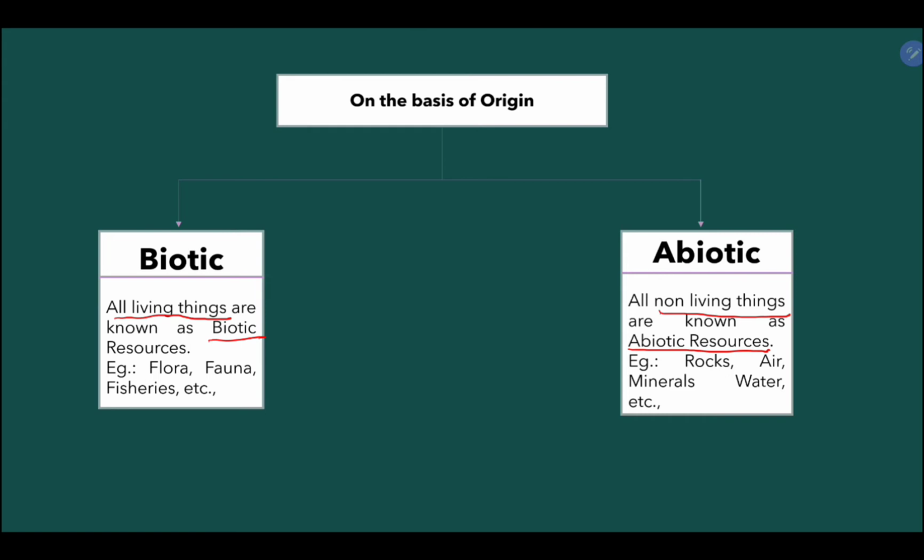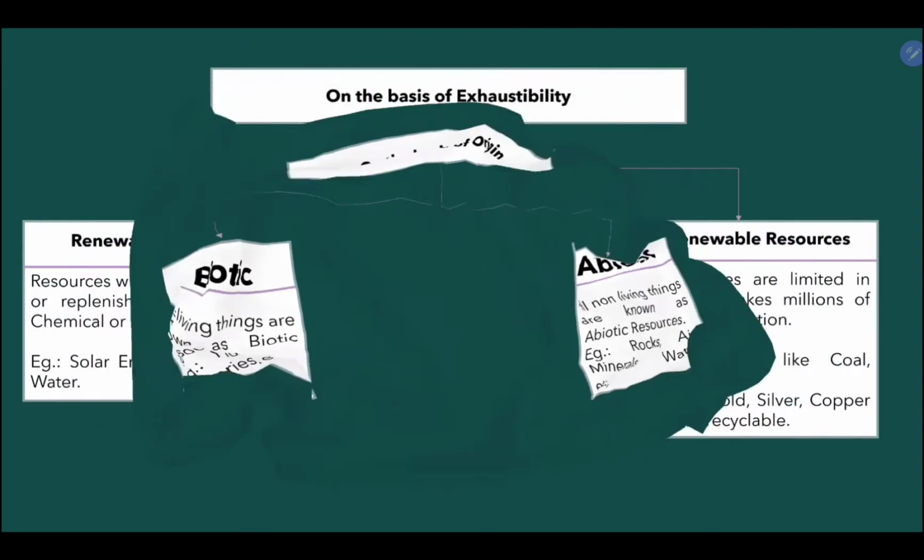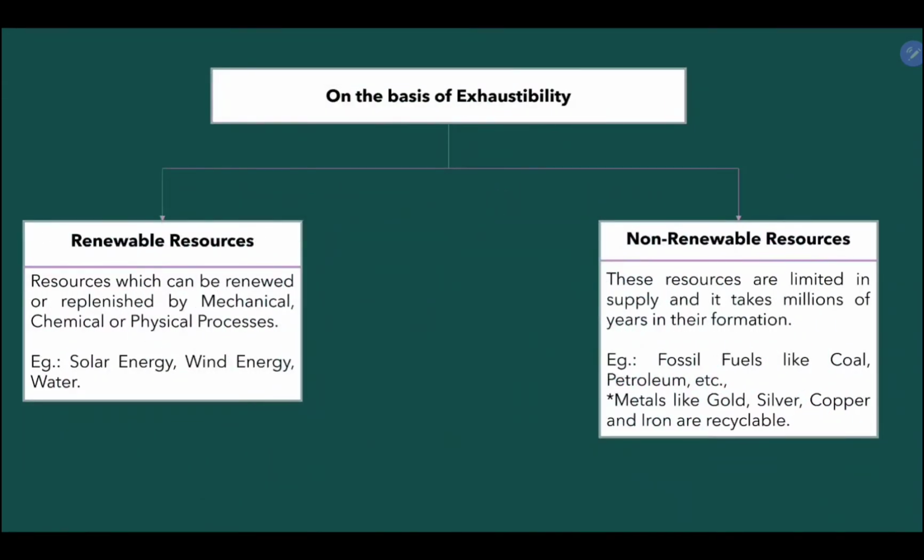Abiotic resources are all those things which are made of non-living things like rocks, minerals, etc. So this is on the basis of origin. Then on the basis of exhaustibility, it is divided into two, called renewable resources and non-renewable resources. Renewable and non-renewable. So what are renewable resources?